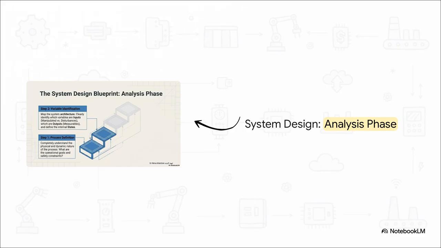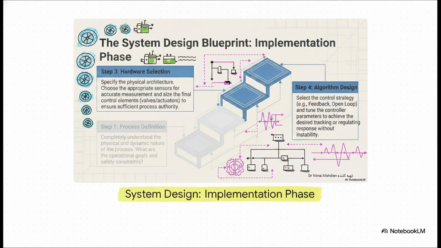We start with the analysis phase. Step 1 is process definition. What are we actually trying to achieve here, and what are our absolute safety constraints? Step 2 is variable identification. We map out every single input, output, and disturbance. As engineers, we have to do all this careful mapping on paper before we ever touch a single piece of hardware. After we analyze, we move to the implementation phase.